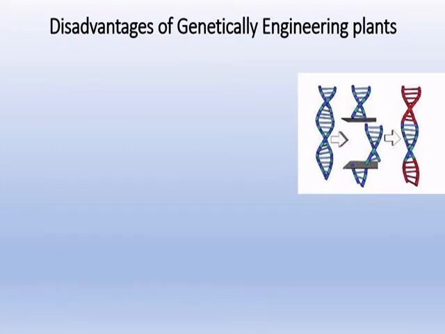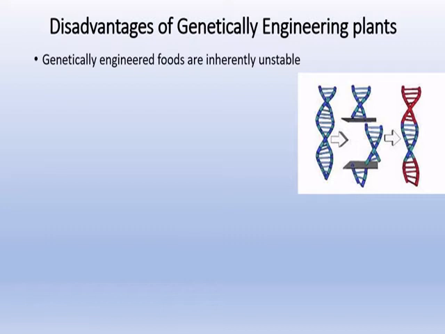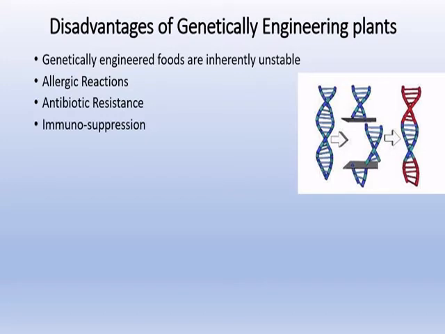We've taken a look at some of the advantages of GMO foods. What about disadvantages? Well, these foods can be inherently unstable, so substances inside it might break down to form other substances. We can have allergic reactions to this kind of food. People can get antibiotic resistance because of this kind of food. It can lead to immunosuppression, where your immune system can be suppressed. Therefore, we can't fight disease as well as we're supposed to. This makes us prone to getting sick. It can lead to cancer.